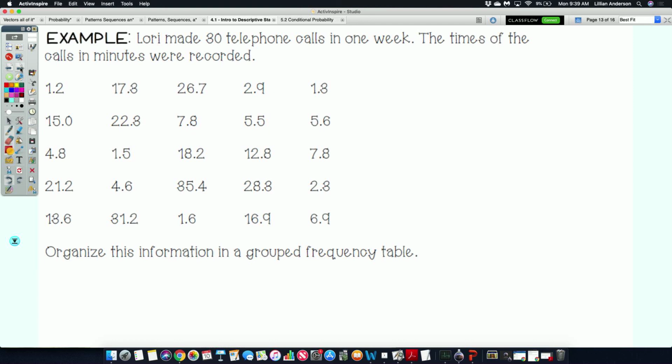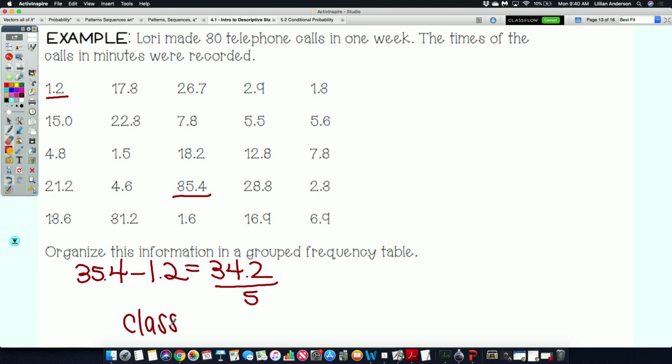What's my maximum data point? 35.4. We're going to subtract from that my minimum, which is what? 1.2. So when I subtract that, what do you get? 34.2. So if we keep it at 5, what's 34.2 divided by 5? 6.84. So then from 6.84, we round up. So our class width is going to be 7.